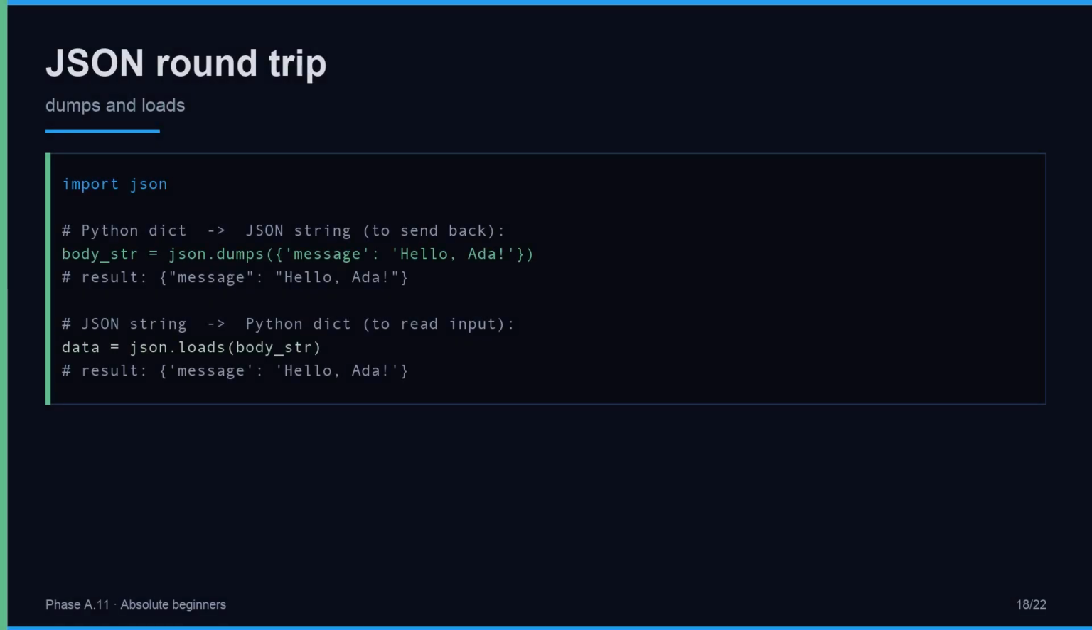Lambda and JSON are inseparable. The body of your return value is usually a JSON string, built with json.dumps. And if your event arrives with a JSON string in its body field, which happens with POST requests, you parse it back into a Python dictionary with json.loads. Dumps turns a dictionary into a string. Loads turns a string back into a dictionary. This round trip is the same skill you learned in the JSON lessons. The cloud does not change the Python, it just gives you more places to use it. Dumps to send, loads to read.